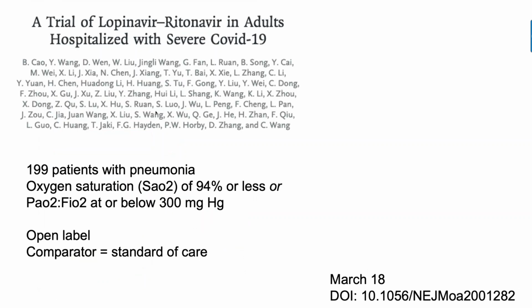I'll just quickly go through some of the other trials in the interest of time. There are trials which are currently being evaluated, and one of the other areas are the protease inhibitors, lopinavir or ritonavir, which is used in HIV. This was a trial which was recently published after some open label exposure cohort studies. This was an open label trial with randomization, and the comparator was standard of care, and looked at essentially 200 patients with pneumonia.